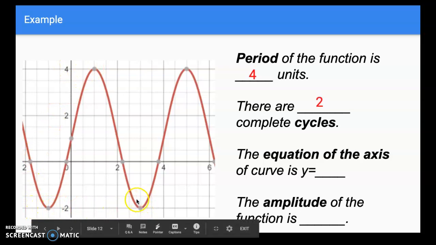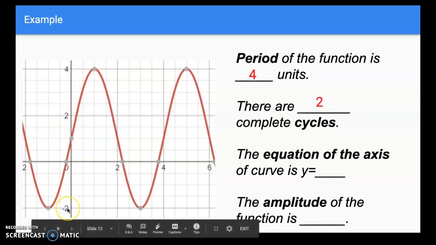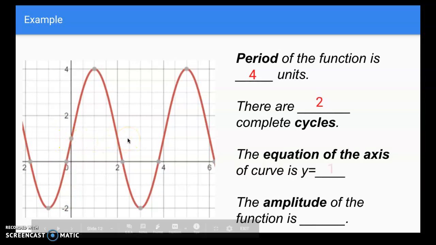So what's going to be the halfway point? Well, that's a total distance of 6, right? Because we have 4 units here and 2, so 6. So the halfway point is going to be 3 away from each end. If I go 3 from 4, it's going to be at 1. And 3 away from -2 is also going to be 1. So the equation of the axis of the curve is y equals 1.